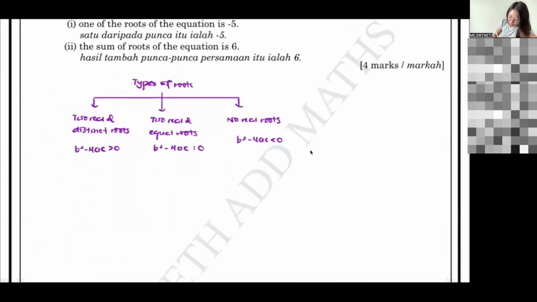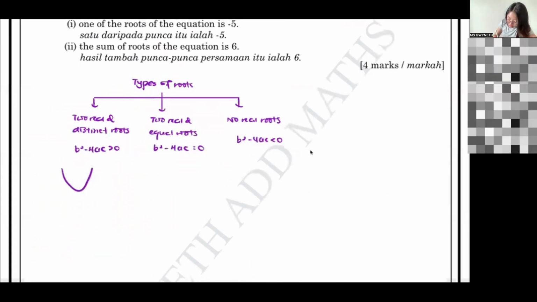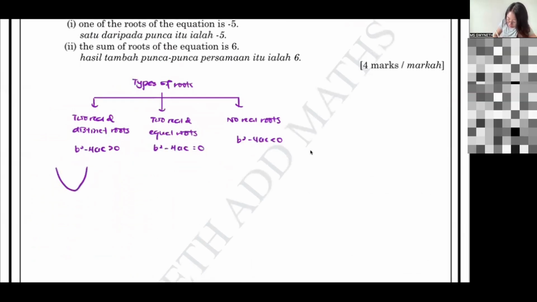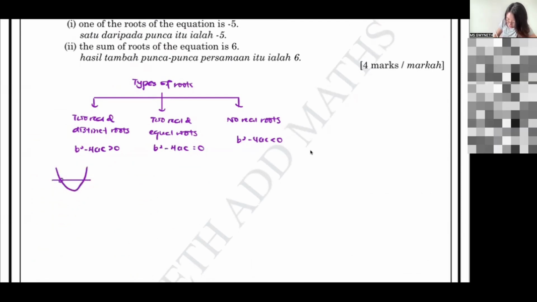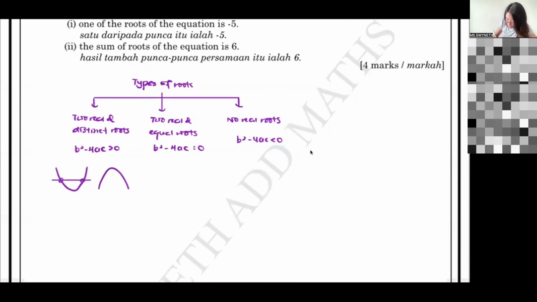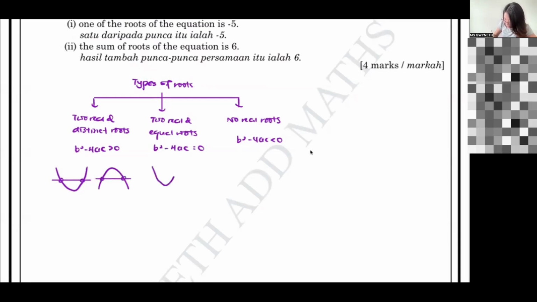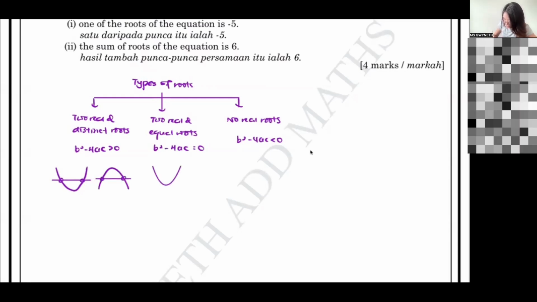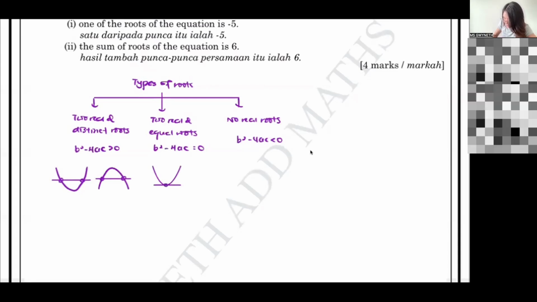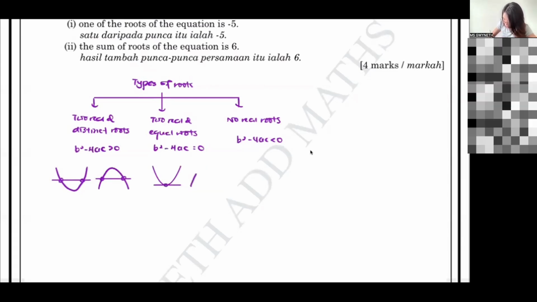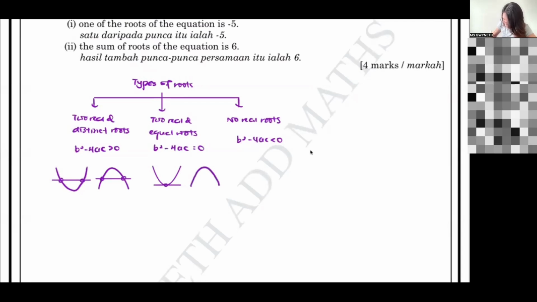All right, two real and distinct roots, meaning you will have two intercepts for your curve. If it is a smiley face, like this, two intercepts. If it is a frowny face, like this, two intercepts. And two real equal roots, this has to come into your mind. Smiley face, only one intercept. Frowny face, you also have one intercept on top. Like this.